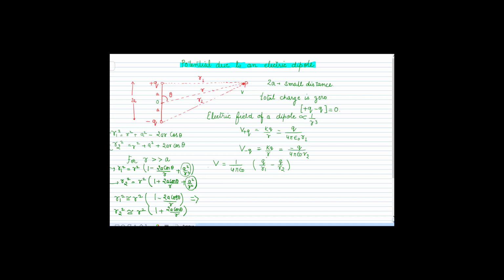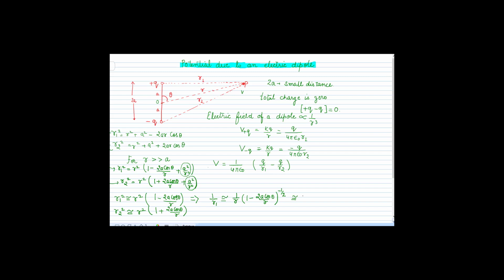we want the value of r1 here and the value of r2 here, but here we have the square, and we need the value of 1 upon r1 and 1 upon r2. So from this equation 1 upon r1, we have to simply inverse the equation and take a square root. So this is approximately equal to 1 upon r and 1 minus 2a cos theta upon r to the power minus half. We have taken the square root. Now we can simply use the Binomial Theorem.